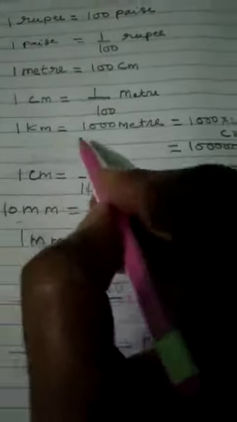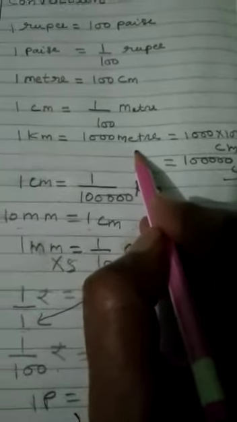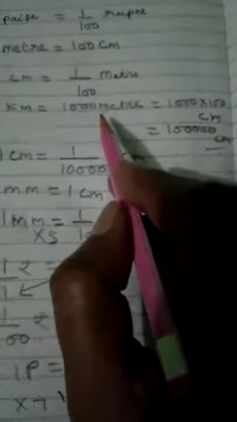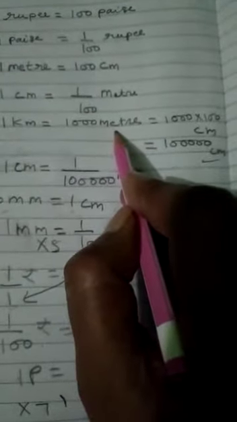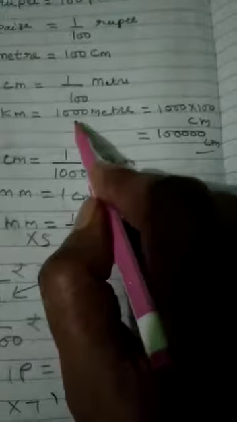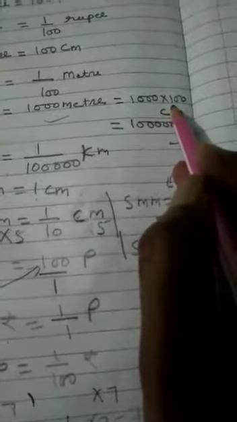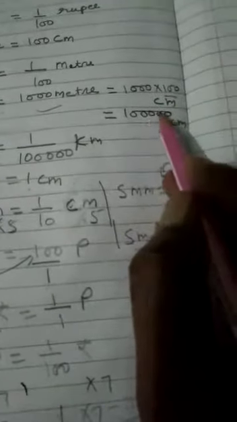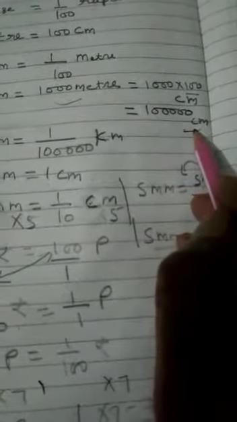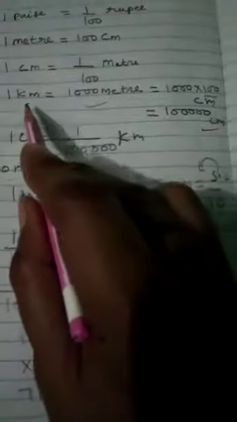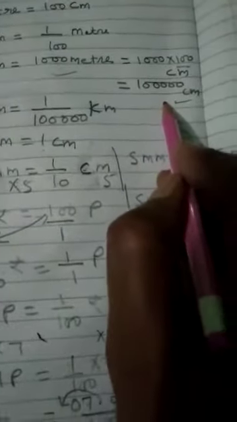Now another example of conversion. We know that 1 kilometer equals 1000 meters. If we want to convert kilometers into centimeters, we know that 1 meter equals 100 centimeters. So we multiply 1000 by 100. It will become 1 lakh centimeters. Clear? So 1 kilometer equals 1 lakh centimeters.